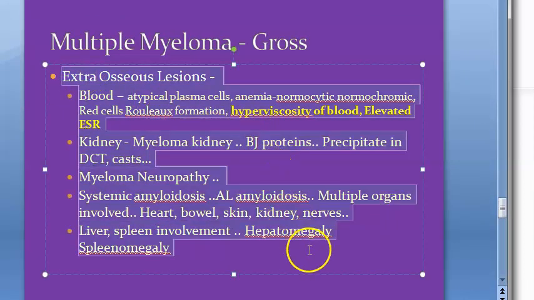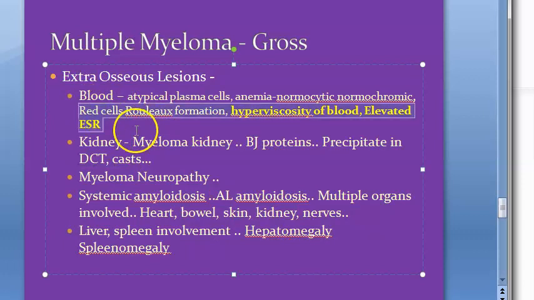Extraosseous lesions will be there. ESR is high. Because of atypical plasma cells, there is normocytic normochromic anemia. Anemia is there, but it is normocytic normochromic. That means the RBCs are perfect in shape and perfect in color, and the size is also perfect. Now there will be atypical plasma cells even in the blood. There is rouleaux formation.